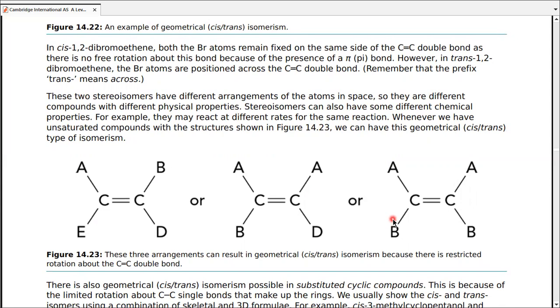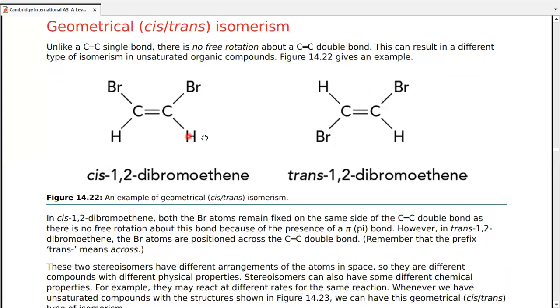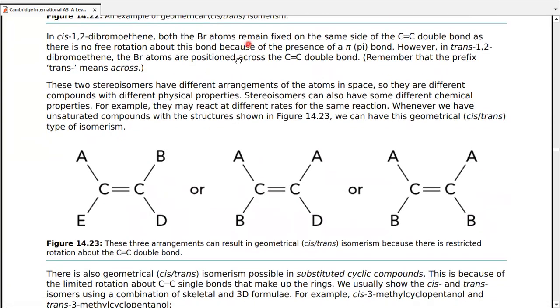Whenever we have unsaturated compounds with the structure shown in 14.23, we can have this geometrical or cis-trans type of isomerism. And the example given over here with 2 Br and 2 Hs is extremely easy. That's not all we have to face. Let's consider this one first. Now, if you look at it, these are two carbon atoms, and these are four different atoms or group of atoms.